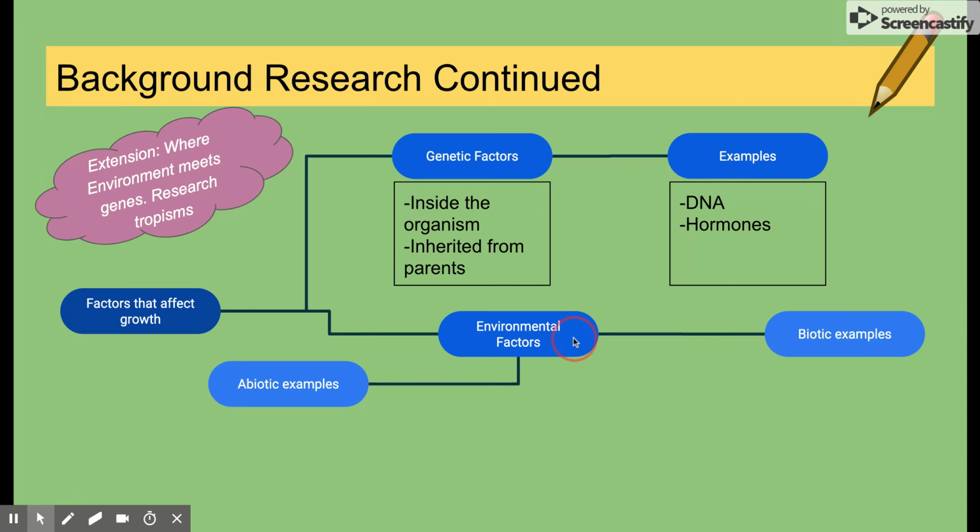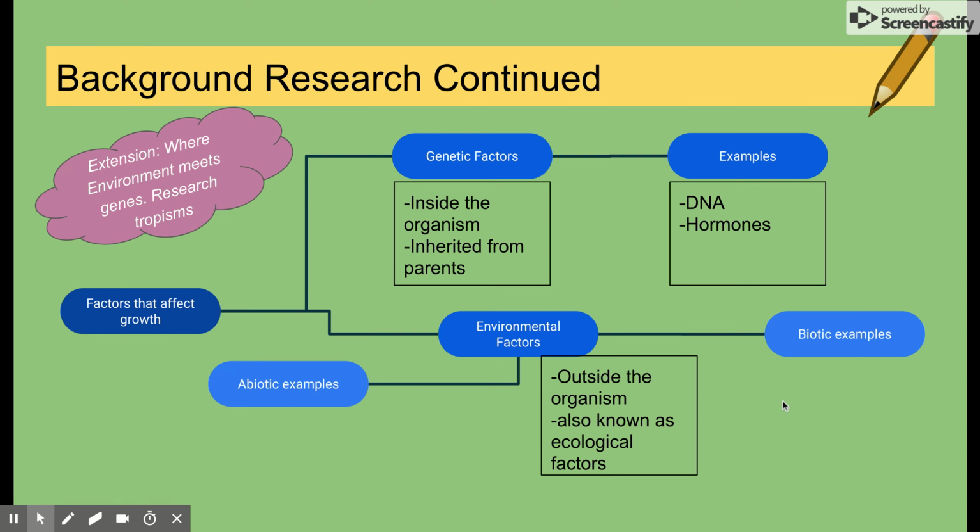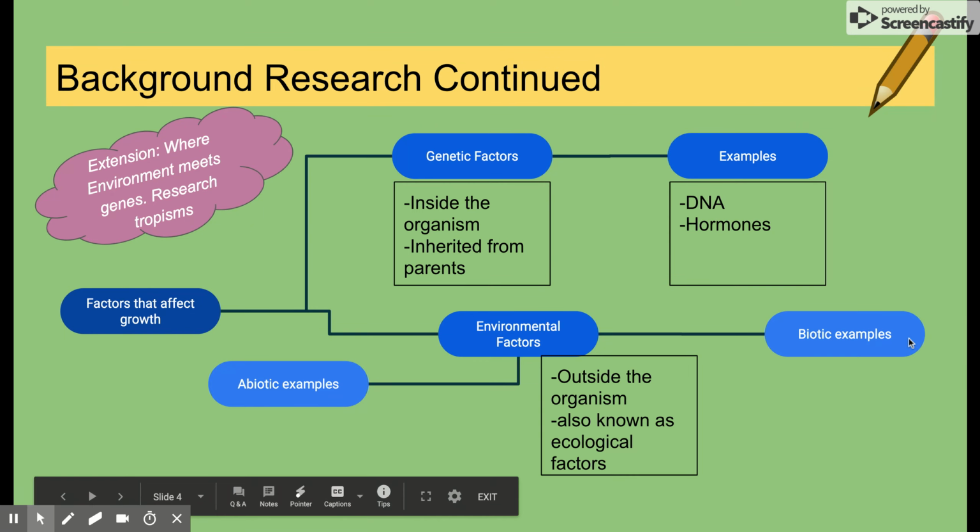Moving on to environmental factors. Environmental factors are outside the organism. They're also known as ecological factors. So when you think about the environment, you think about everything that surrounds you. And all of those things can affect how well you grow. There are two types of environmental factors: biotic factors and abiotic factors. We are going to start with biotic factors.